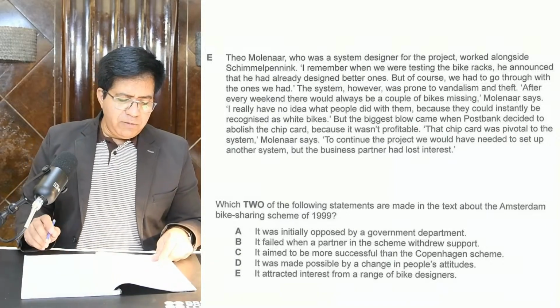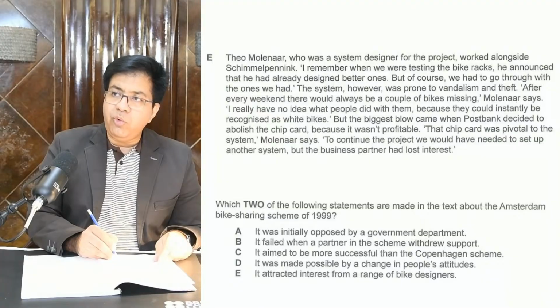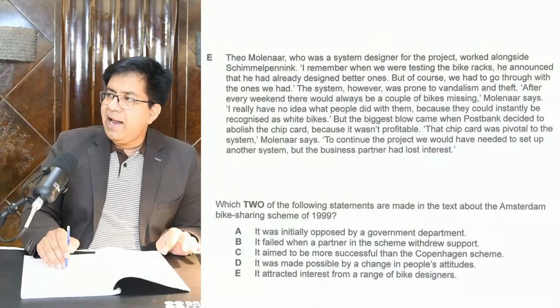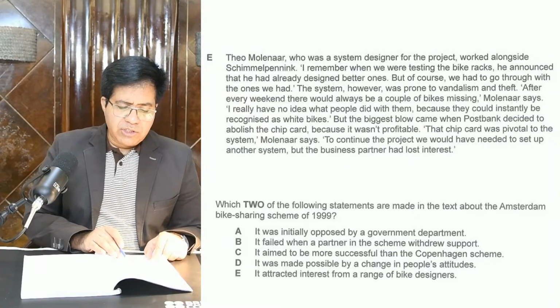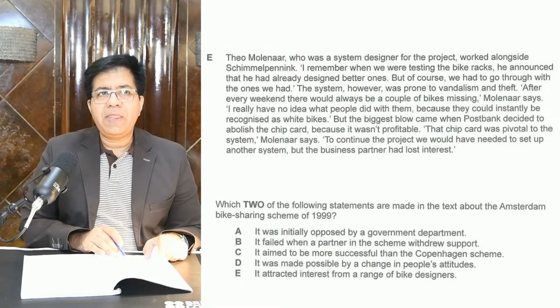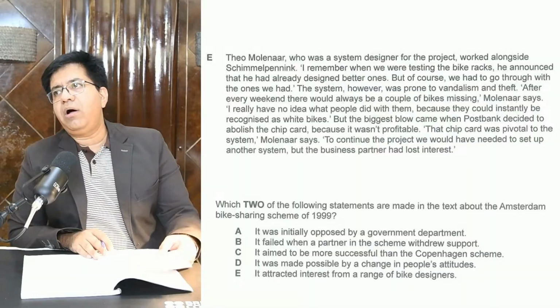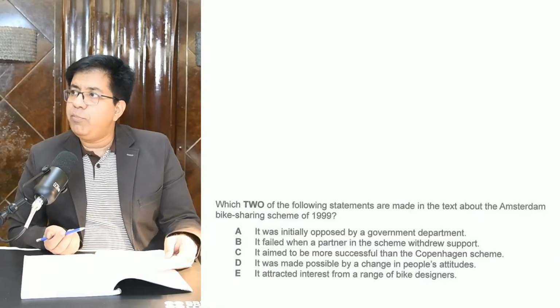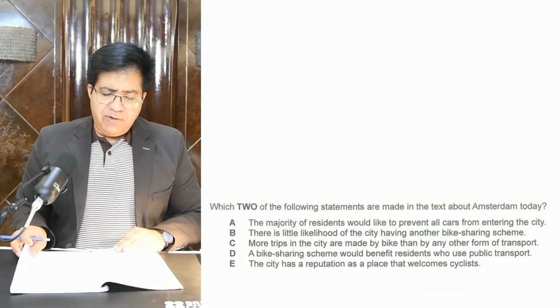Okay, option B, it failed when a partner in the scheme withdrew support. And for that, they said, but the business partner had lost interest. Lost interest means withdrew support. So the second correct answer is option B. And you can write these two answers in any order. In the answer sheet on 19 and 20, you may write BD or DB. Both ways it's correct. All right, now please come to questions 21 and 22.